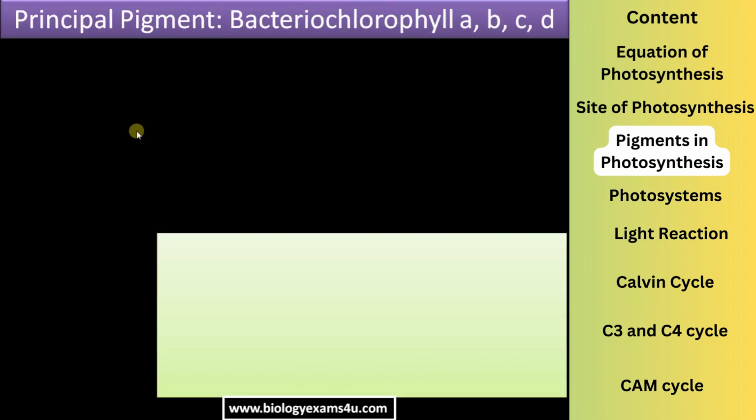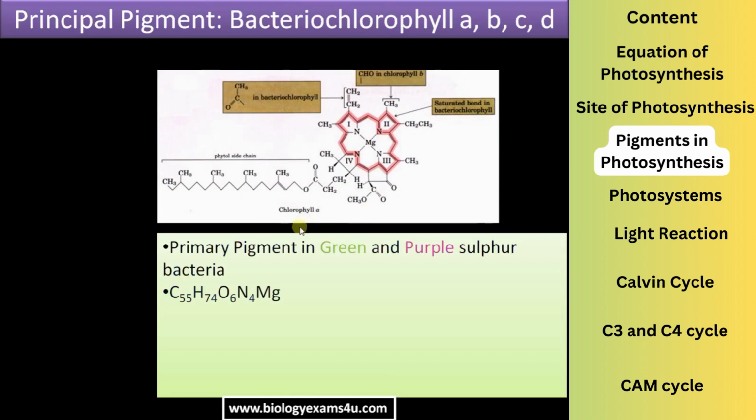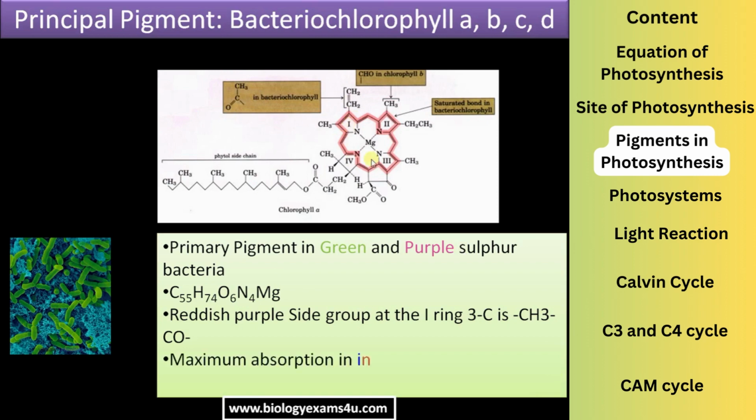Second principal pigment, that is bacteriochlorophyll. Bacteriochlorophyll is the primary pigment in green and purple sulfur bacteria, the formula is C55H74O6N4Mg. It's a reddish purple pigment with the side group in the CH3 position. It is having CH3C double bond O in the first ring. The maximum absorption is in the infrared region, that is greater than 720 nanometer.